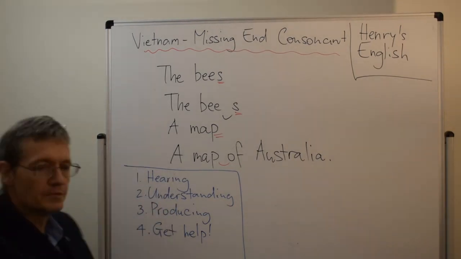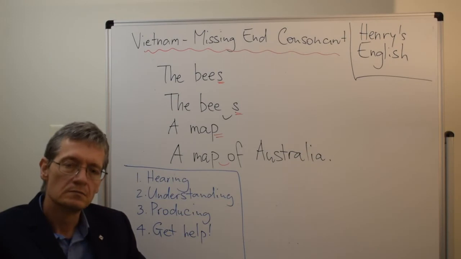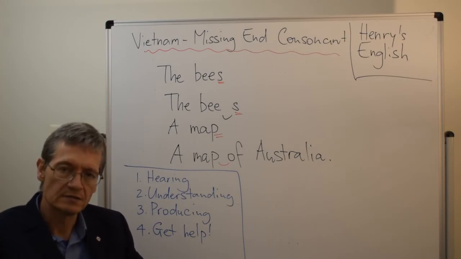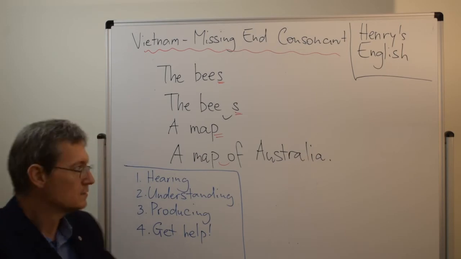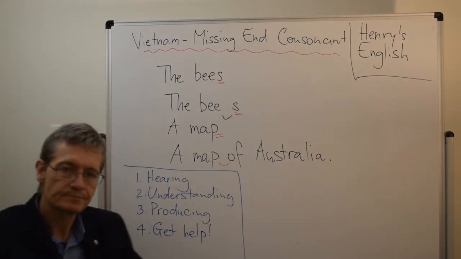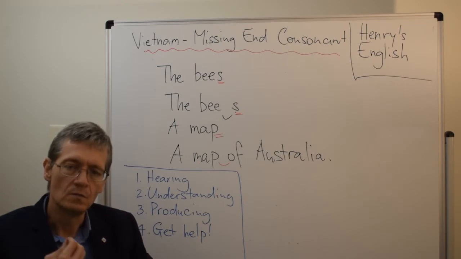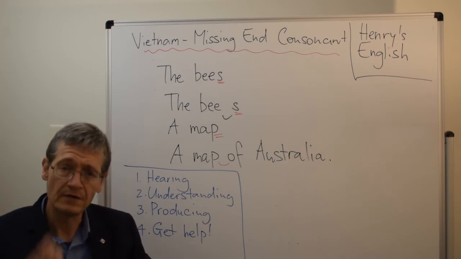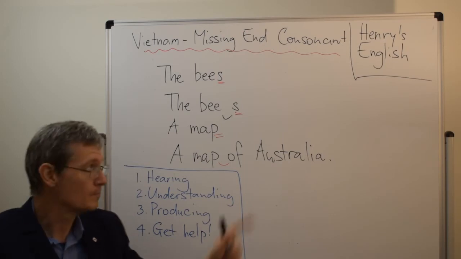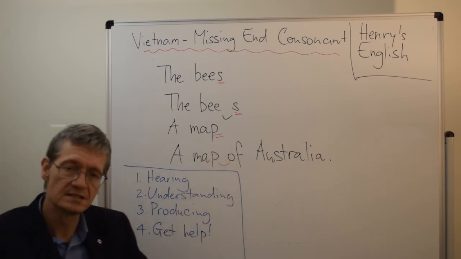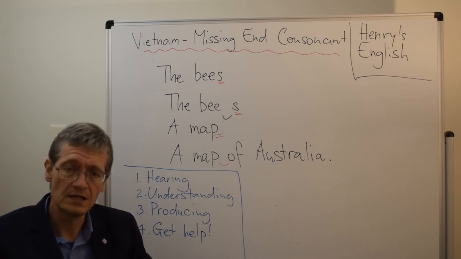Here's another example. What's that you're holding in your hand? And the Vietnamese student will say a ma instead of saying map. Now, when in English we have to be very clear with our enunciation, the map. That P definitely exists. But for the Vietnamese student, it seems to be not so important. So when they're saying it, they're saying a ma.